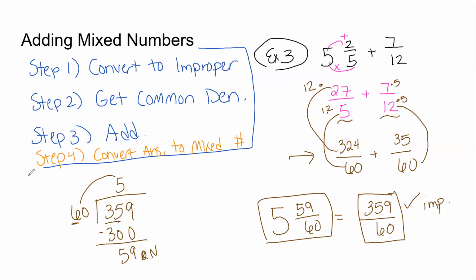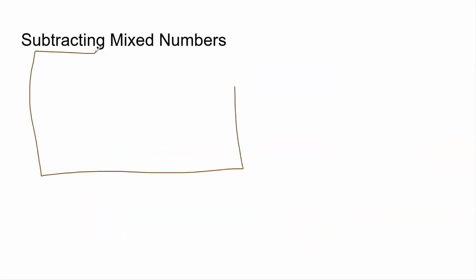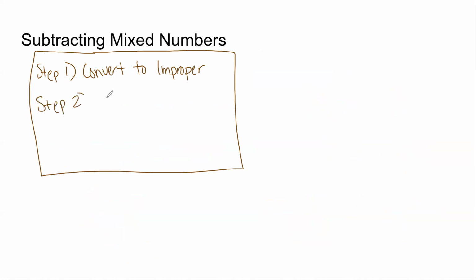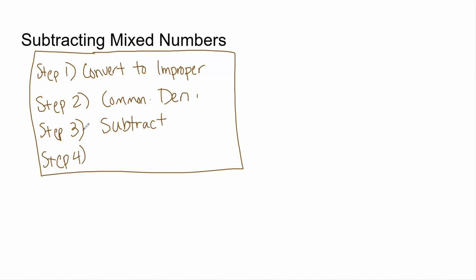Okay, now let's subtract mixed numbers. It's really going to be about the same. I'm going to put the steps. I would still convert everything to improper. Again, there's another way to do this where you don't have to, but I think this is the easiest way. Then you're going to get a common denominator if needed. Some of them might already have it. Then once you have a common denominator, you'll be able to subtract. And then if needed, and most of these probably you will, convert back to mixed number.